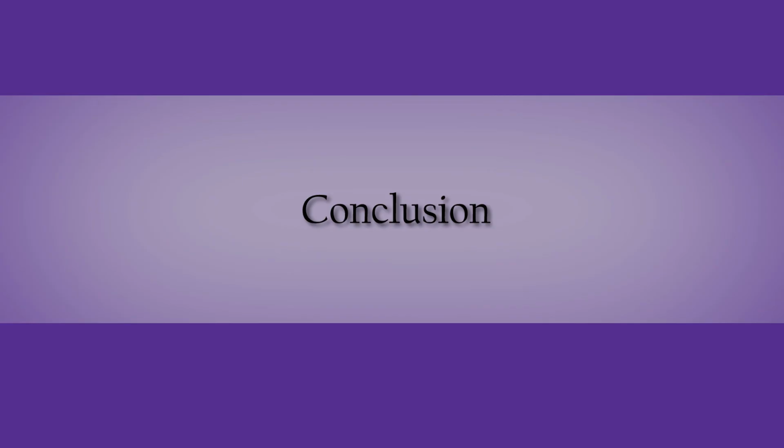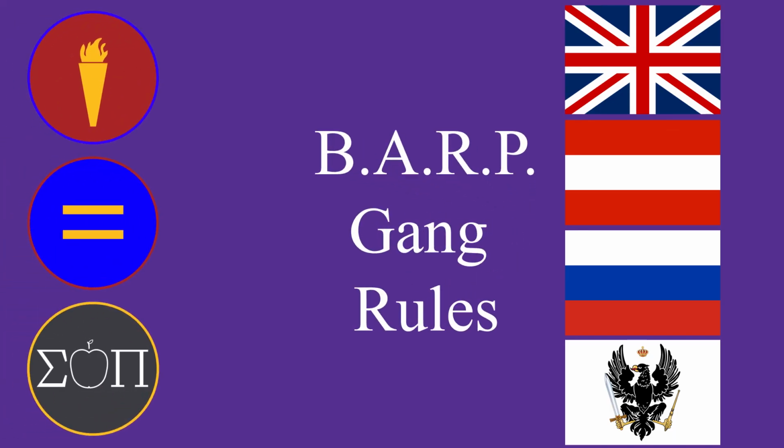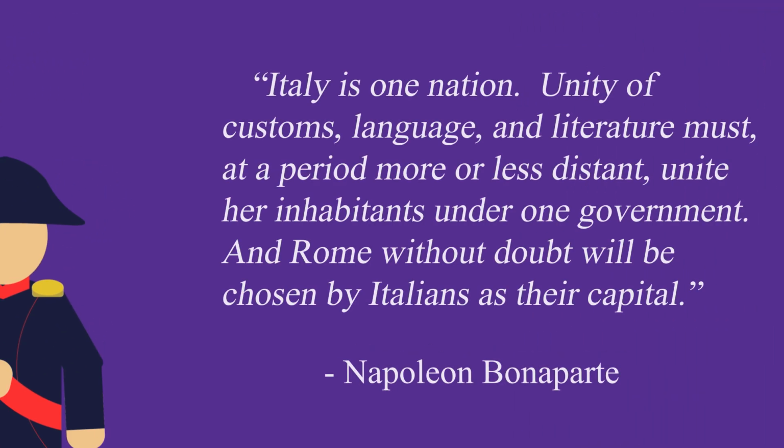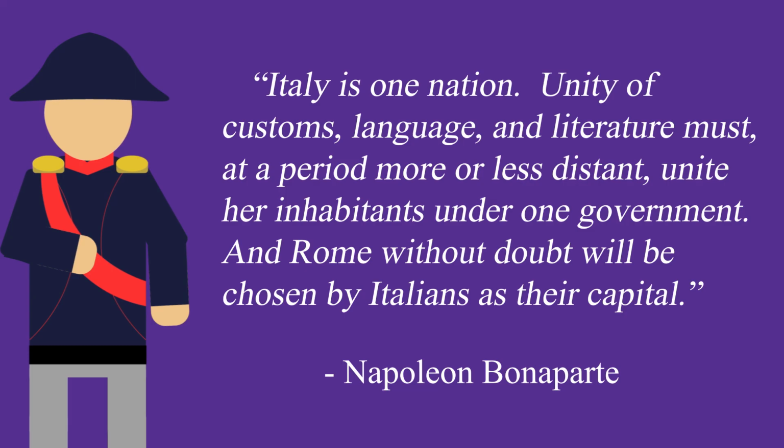As it stood in the 1810s, there were tons of factors preventing a unified Italy. The Big Four and conservatism had successfully won against the French Revolution, but fighting against the liberal ideas that it stood for turned out to be more of a pain than Napoleon himself. The guy even predicted unification decades early. "Italy is one nation. Unity of customs, language, and literature must, at a period more or less distant, unite her inhabitants under one government, and Rome without a doubt will be chosen by Italians as their capital."